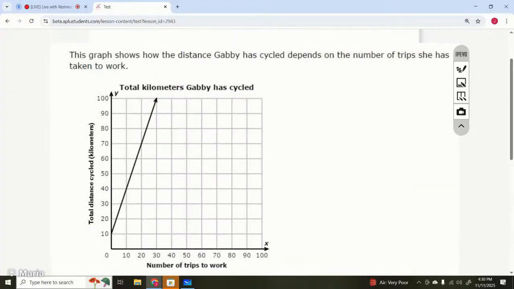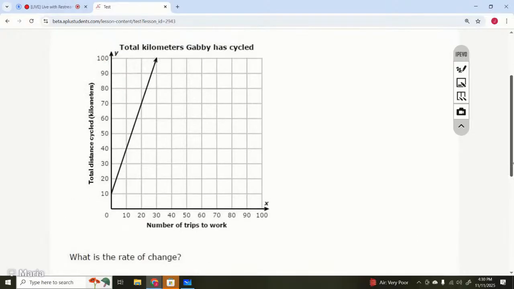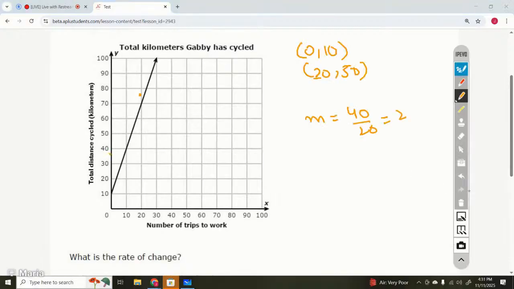The graph shows how the distance Gabby has cycled depends on the number of trips she had taken to work. What is the rate of change? So you need to calculate the rate of change. That means we need to calculate the slope, right? For the slope, we need any 2 points on the graph. Here is the first one and here is the second one. Any of the 2 points, right?